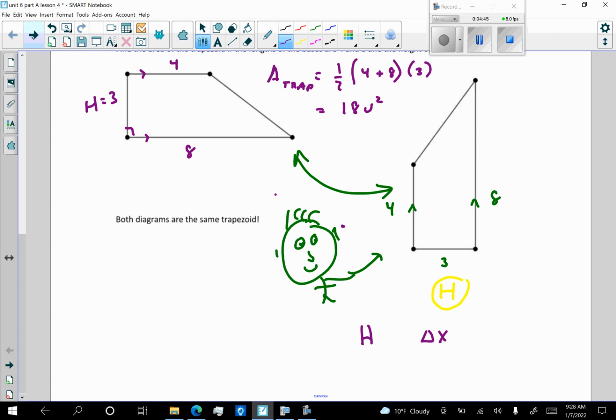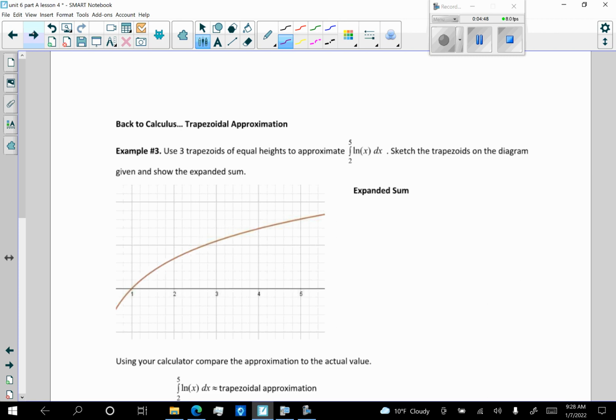So let's go back to my calculus problem. I want to approximate this definite integral of ln of x from 2 to 5. I want to sketch the trapezoids on the diagram and show the expanded form. The first thing I'm going to do is partition, and this is the area that I want. I'm going to use 3 trapezoids of equal heights. The heights are going to be some change in x. Here are my 3 trapezoids.